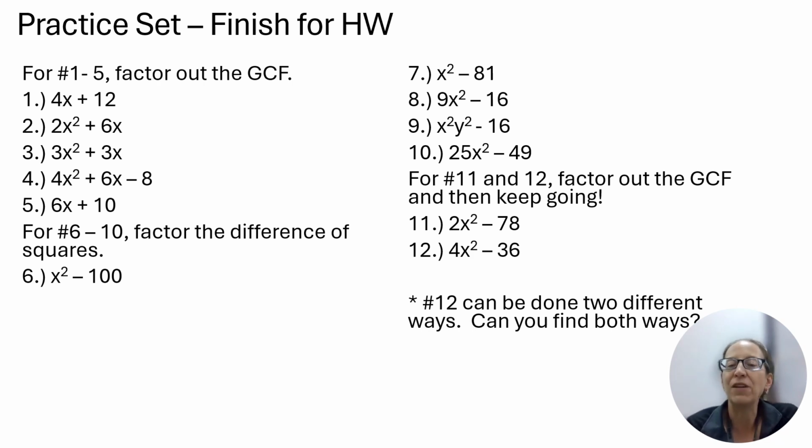And then for 11 and 12, factor out the GCF and then keep going. And you'll notice 12 can be done 2 different ways. Can you find both ways? It's going to kind of harken back to the one that we just did.